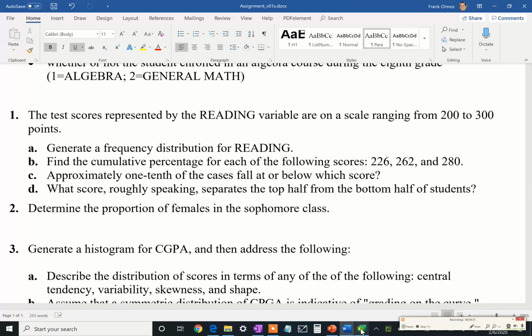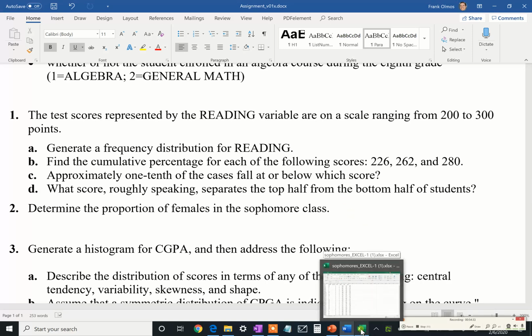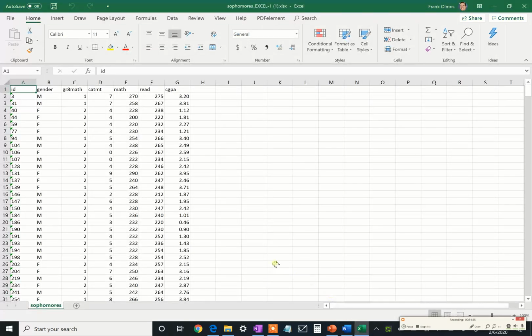All right, so what am I going to do? Generate frequency distribution for reading. All right, so one easy way to do this is what we call a pivot table. Generate a pivot table of the data. So all you need to do is select all of your data.